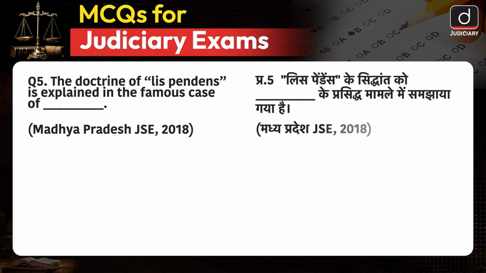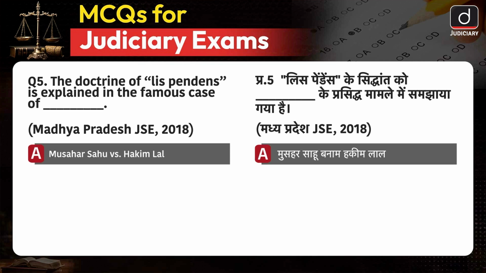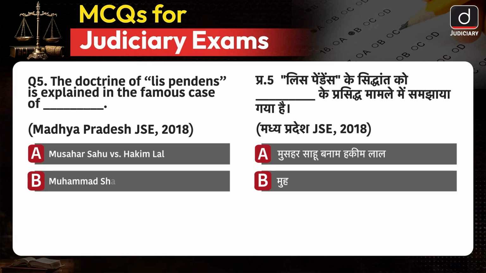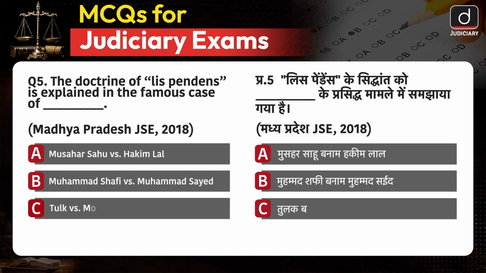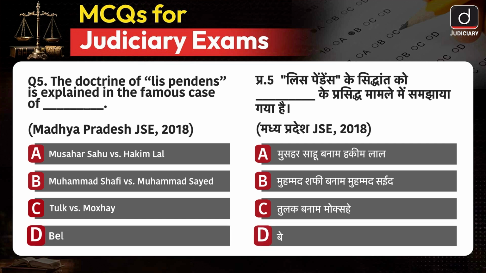Last question is, the doctrine of lis pendens is explained in which famous case? Option A, Mushar Sahu versus Hakim Lal. Option B, Muhammad Shafi versus Muhammad Saeed. Option C, Tulak versus Moksahe. Option D, Bellamy versus Sabine. The correct answer is option D, Bellamy versus Sabine.